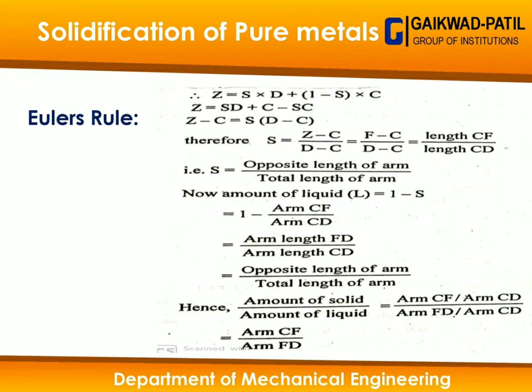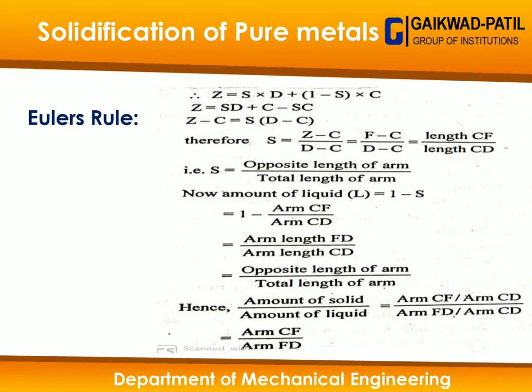Now, the amount of liquid L is equal to 1 minus S, as we have already calculated. So, we can write that it is 1 minus arm CF upon arm CD, which is equal to arm length FD upon arm length CD, equal to the opposite length of arm upon the total length of arm. Hence, here we can calculate the amount of liquid and amount of solid in an equilibrium ratio with the help of the lever rule. Easy.